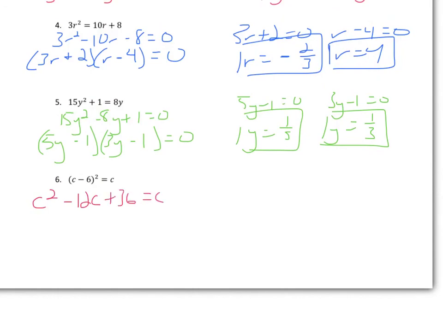All right, now we can subtract our c over. So we'll have c squared minus 13c plus 36 equals 0. And now we can do our factoring. We've got a c in both of them. Okay, they're going to have to both be negative because I have to multiply to positive 36 and add up to negative 13. Okay, so the only two things that multiply to 36 and add up to 13 are going to be negative 9 and negative 4.